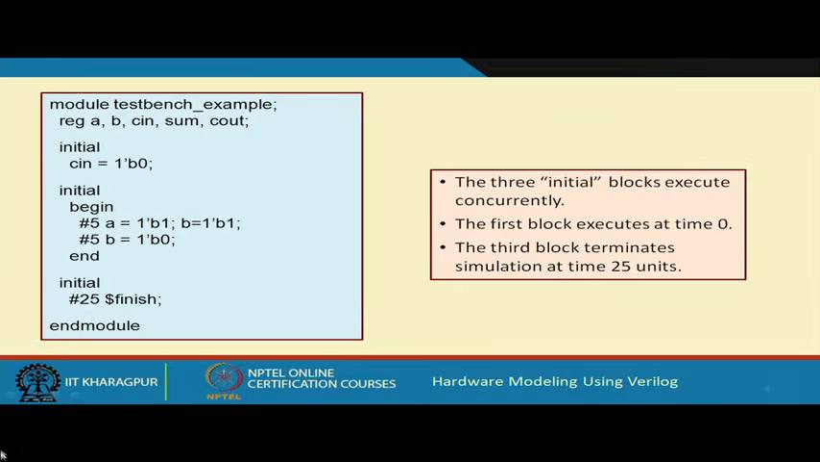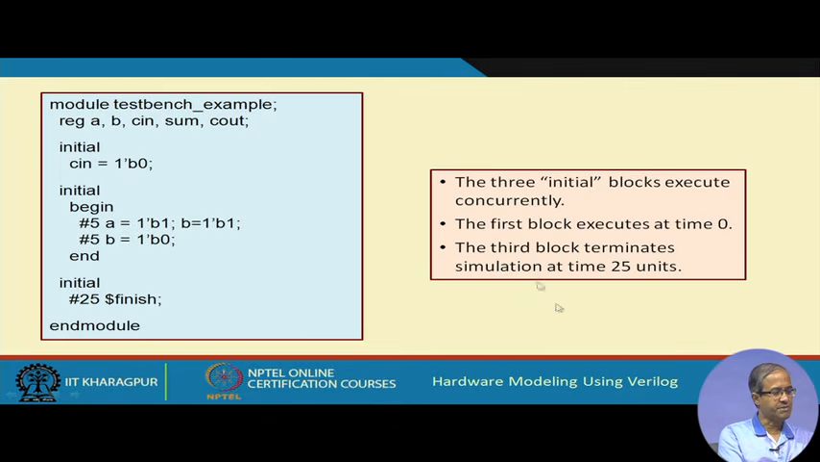Okay. So, as I have said, to summarize, the 3 initial blocks execute concurrently. The first block, because there are no delays, the statement executes at time t 0. The third block calls finish. So, it terminates simulation at time 25.